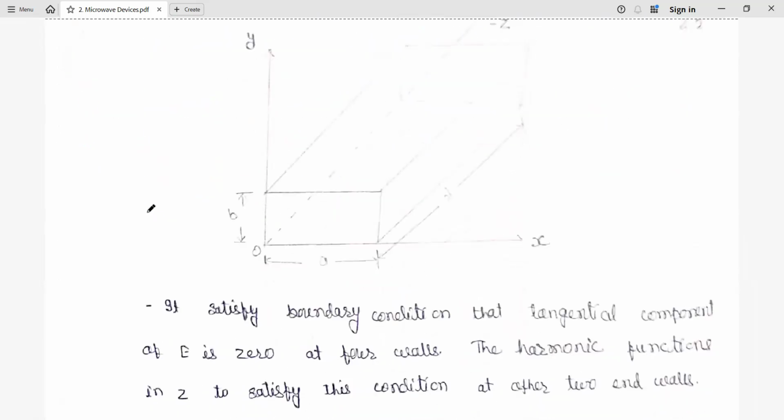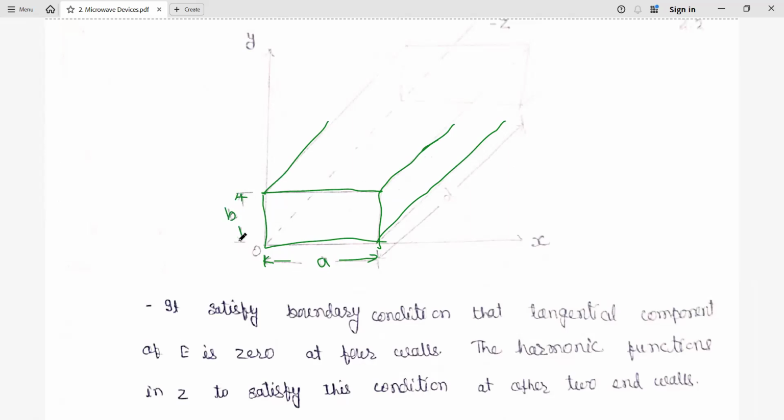Now the cavity is shown here. This is the part of that rectangular cavity, and here we have this section. We are considering that the wave is propagating along the z axis. This dimension is a along the x-axis and b along the y-axis, whereas along the z-axis the dimension is d. So these are the dimensions of the rectangular waveguide cavity.